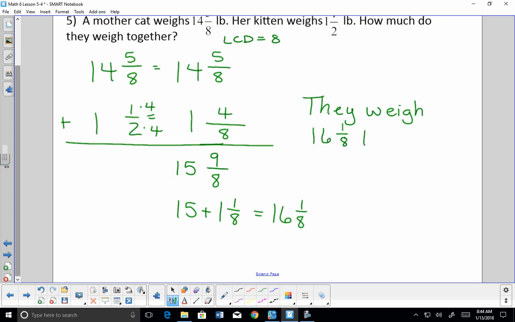This is adding mixed numbers. Adding mixed numbers just requires that if you get an improper fraction as part of your answer, you must convert it back into a mixed number and then combine those as well.